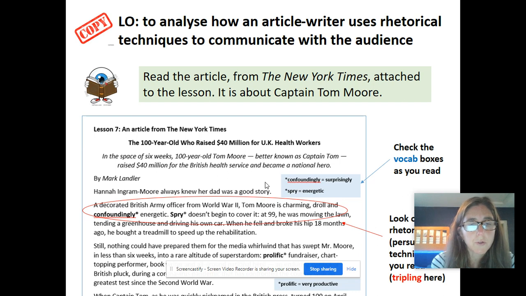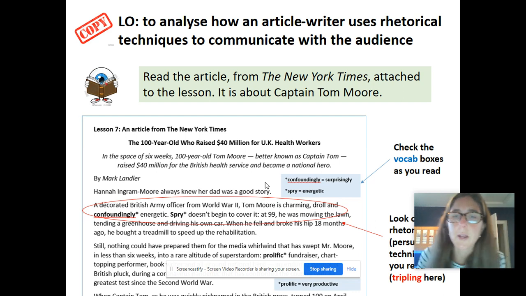Title: The 100-year-old who raised $40 million for the UK health workers. In the space of 6 weeks, 100-year-old Tom Moore, better known as Captain Tom, raised £40 million, actually, for the British Healthcare Service and became a national hero. By Mark Lander. Hannah Ingram Moore always knew her dad was a good story. A decorated British Army officer from World War II, Tom Moore is charming, droll, and confoundingly energetic. Spry doesn't begin to cover it. At 99, he was mowing the lawn, tending a greenhouse, and driving his own car. When he fell and broke his hip 18 months ago, he bought a treadmill to speed up the rehabilitation.